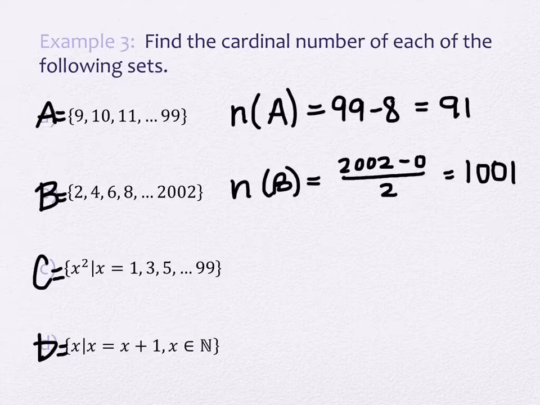Okay, C. Now C and D are both written in that funny set builder notation. Please don't let that throw you. It's not really intended to, but it is intended for you to try and figure out what this set actually is. For example, the set C is the set of numbers x squared, where the x values are 1, 3, 5 up to 99. So this set is really 1 squared, 3 squared, 5 squared, all the way up to 99 squared.